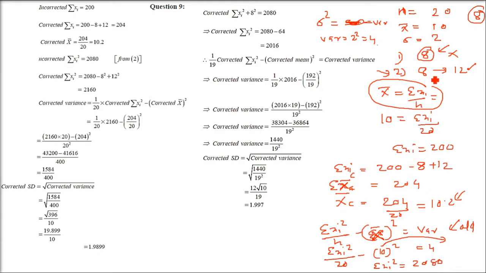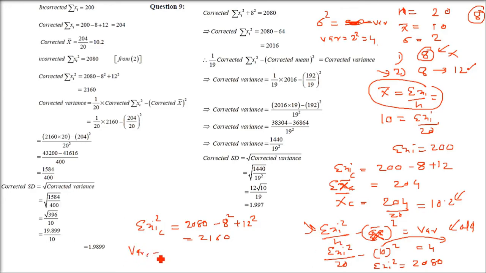Now you have to subtract 8 and add 12. I'm taking the second part first. So sigma xi square corrected we are going to find out. 2080 is the sum of all the elements squared, but 8 was the mistake. We subtract 8 square and we add 12 square. This is 2160. Now we'll again apply the same formula in order to get the variance.